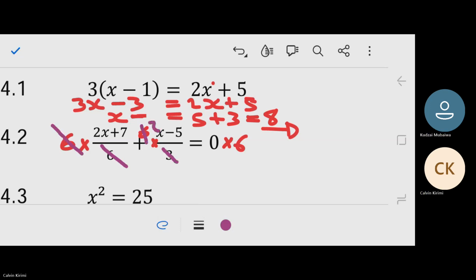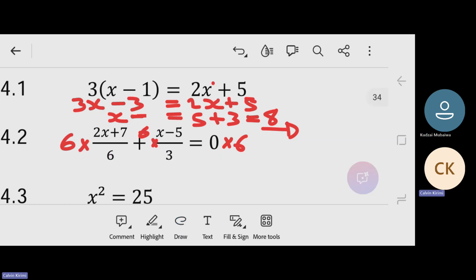Okay. Sir, I can't hear you. I am saying the 6 and the 6 are going to cancel, isn't it? Yes, sir. Then the 3 and the 6 will cancel, but we are going to be left with, 3 goes into 6 how many times? 2 times. That is the 2 on the numerator, isn't it? Yes, sir.